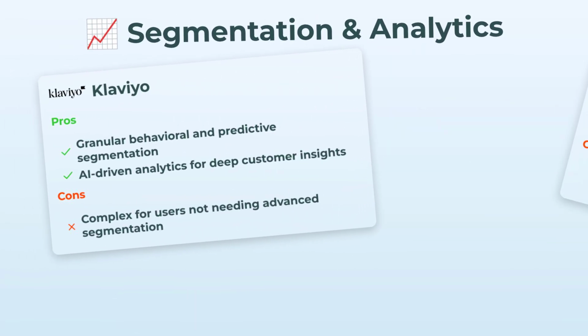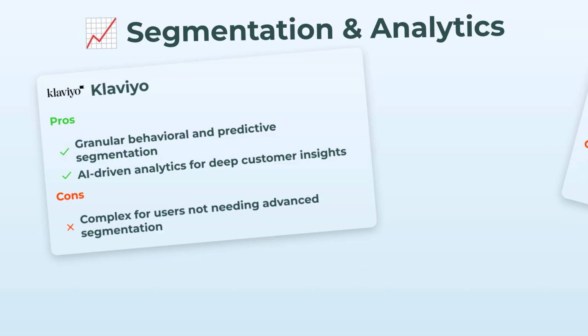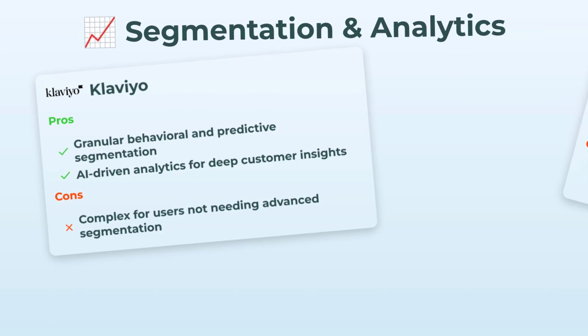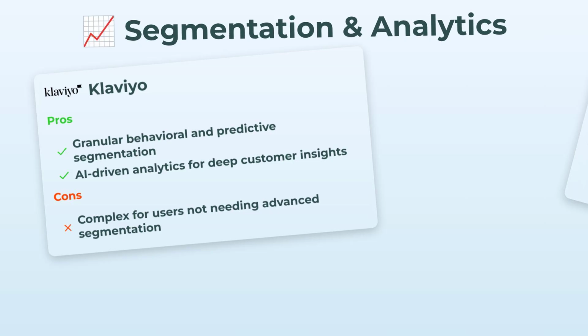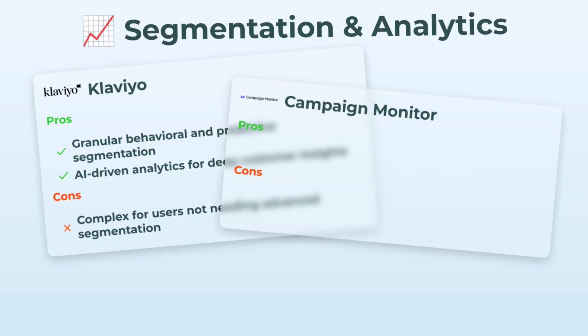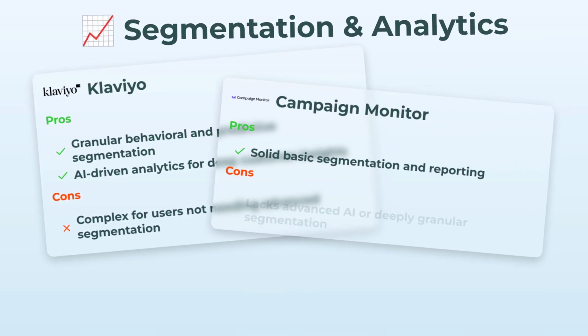Klaviyo's kind of wild here, no exaggeration. It's got deep dive segmentation. Like, you can slice your audience by what they did yesterday, what they might do next week, predictive analytics, the whole AI shebang. But if you're not needing super advanced stuff, it can get complex fast.